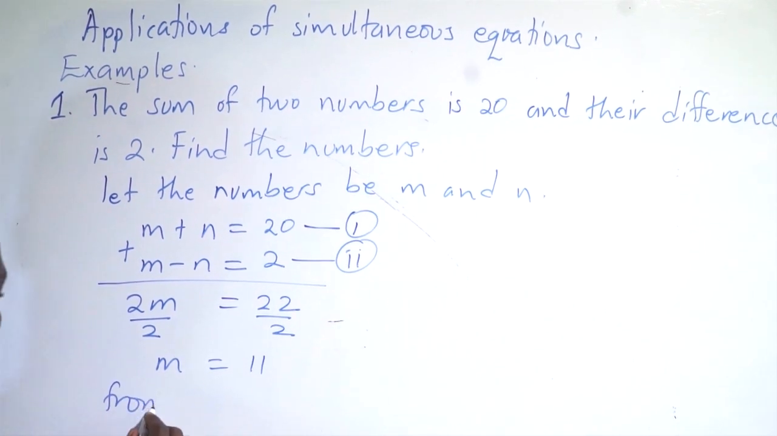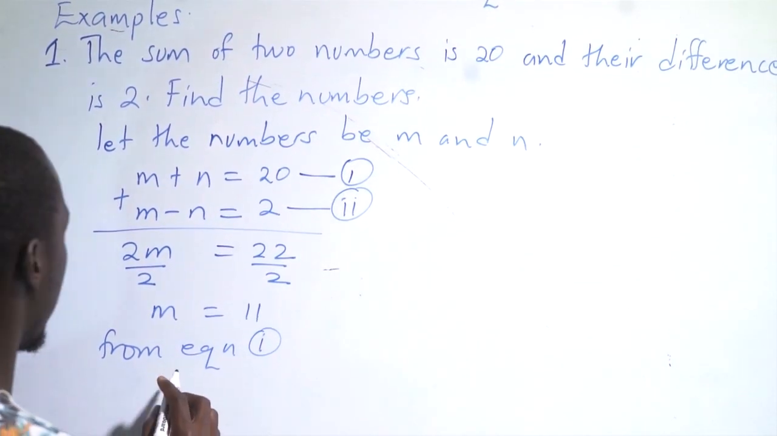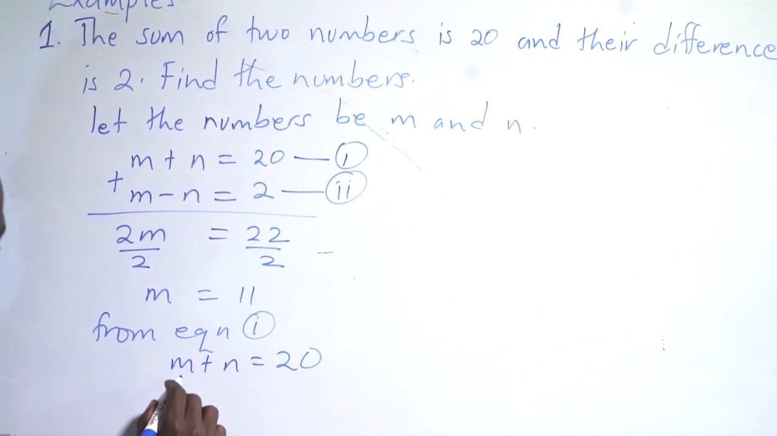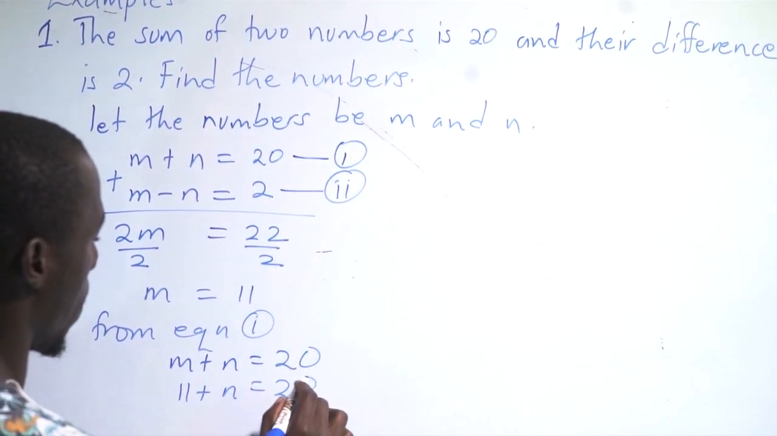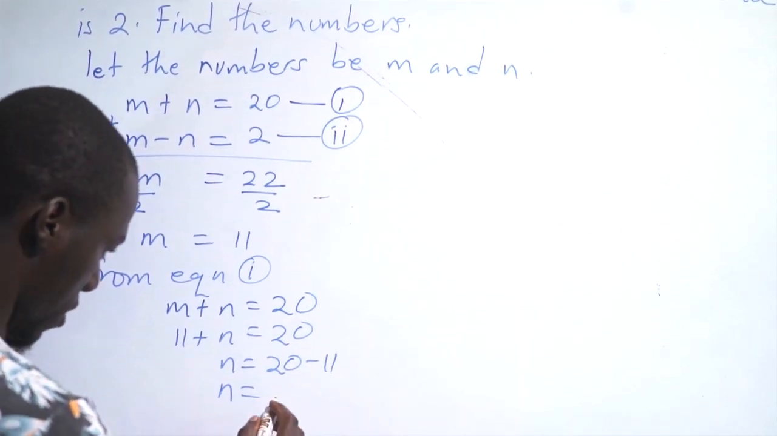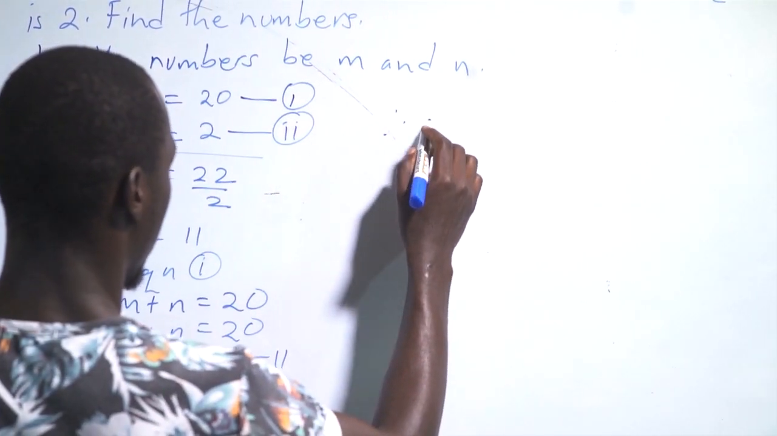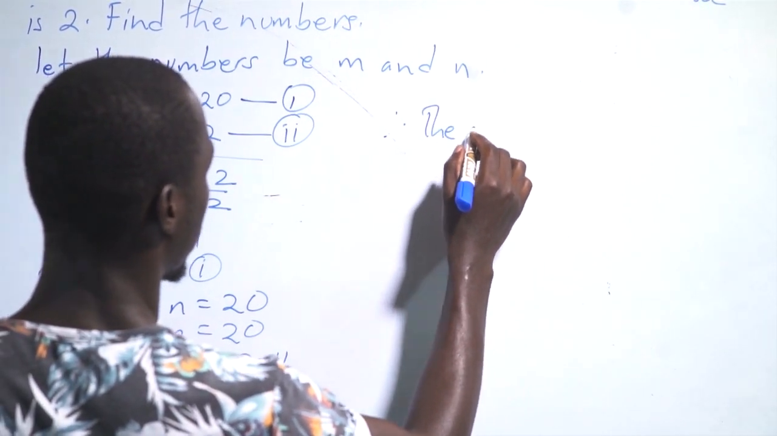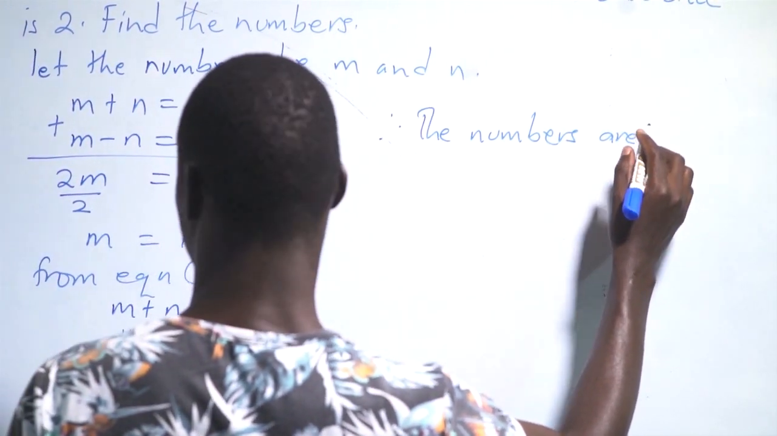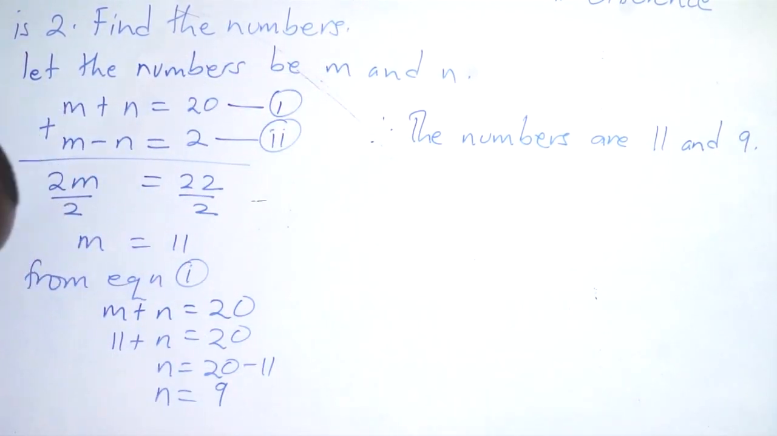Then from equation 1, which is m plus n is equivalent to 20, I substitute the m to get the n. So when I subtract there, I will be getting 9. Then I conclude, therefore, the numbers are 11 and 9.